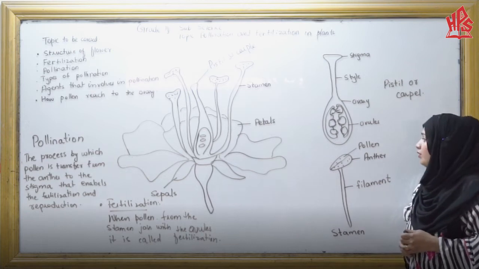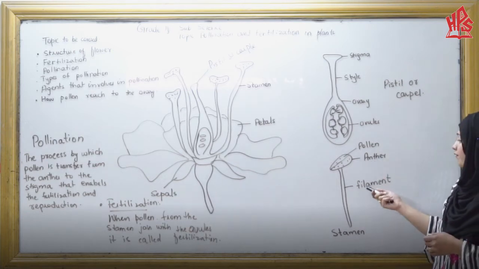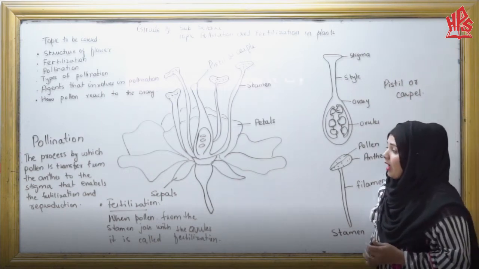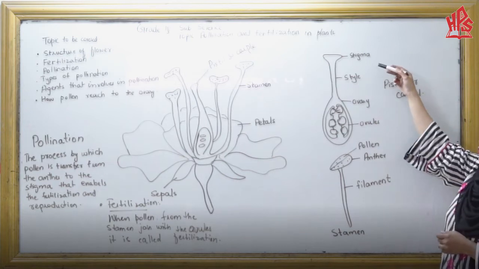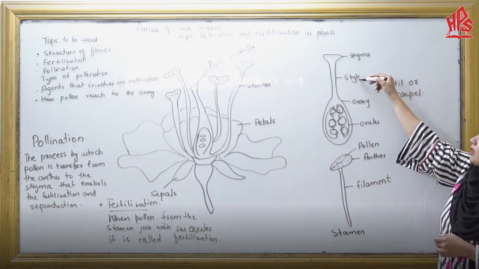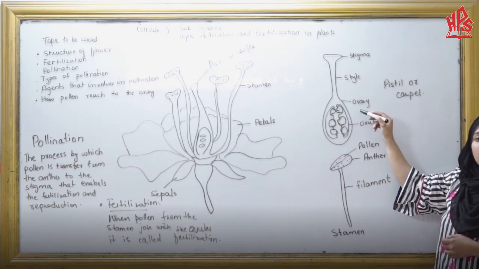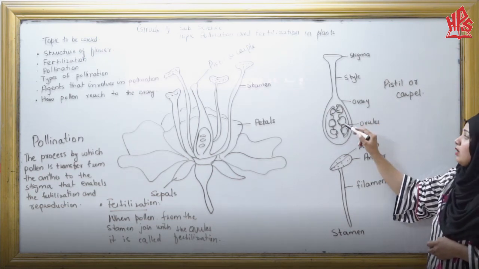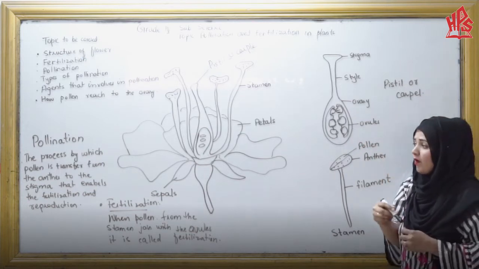The stamen consists of a head, which is called the anther, and a filament. And the pistil or carpel consists of the stigma, which connects with the style and which ends at the swollen part, which is called the ovary. The ovary contains ovules, which are the female reproductive cells.